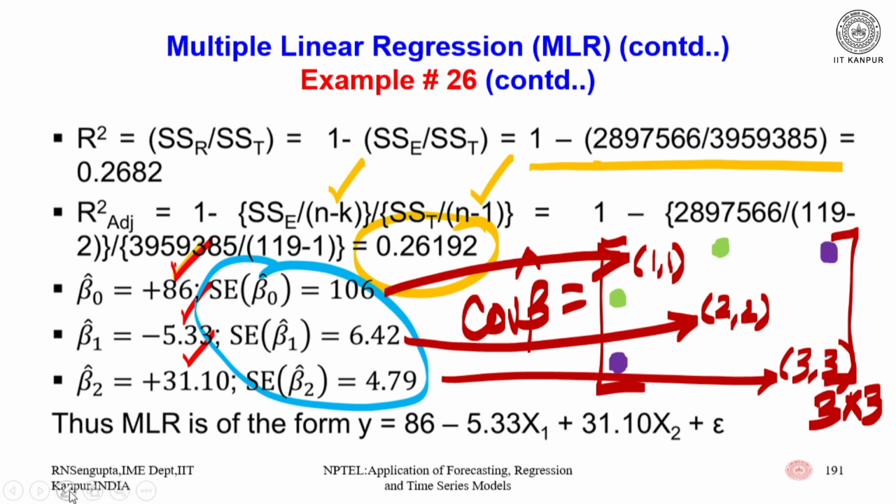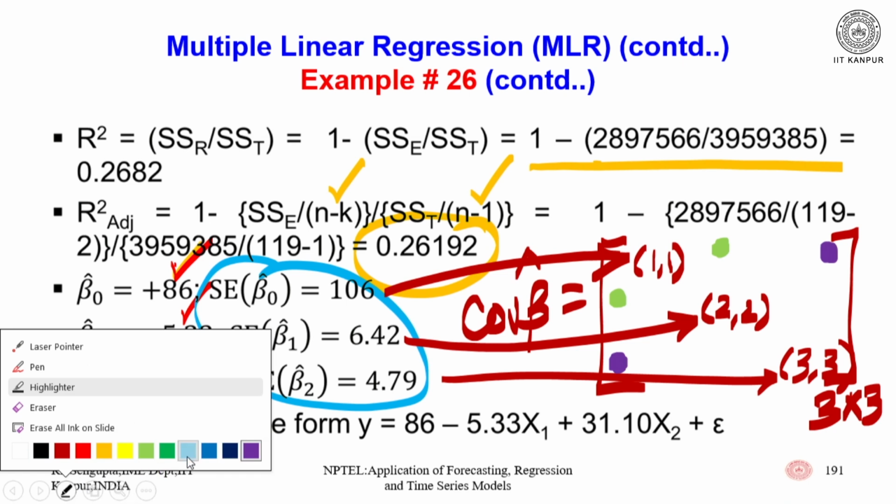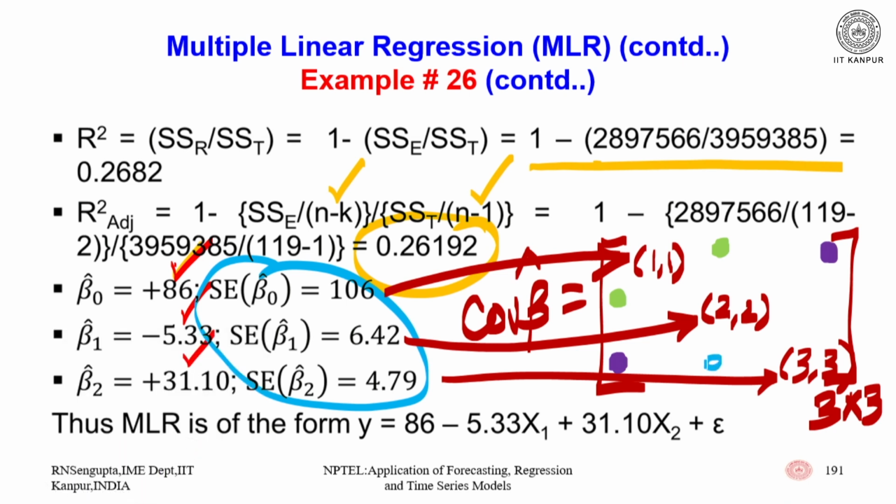And the last factor, if I again use a different color, which is light blue, the positions in place of 2 comma 3 and 3 comma 2 are the corresponding covariance between beta 1 and beta 2. So, these standard errors are basically the standard deviation of the sample. Thus, the MLR for this form is as given.